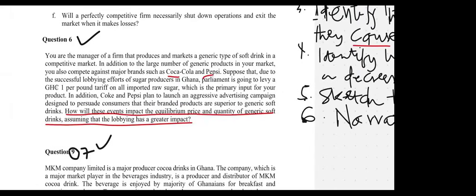Okay, I'm identifying the events. The event causes changes. So suppose that due to the successful lobbying effort of sugar producers in Ghana, Parliament is going to levy a 1 cedi per pound tariff on all imported raw sugar, which is the primary input of your product.